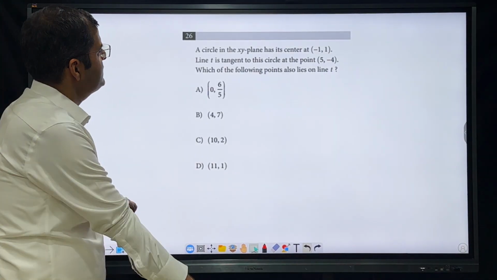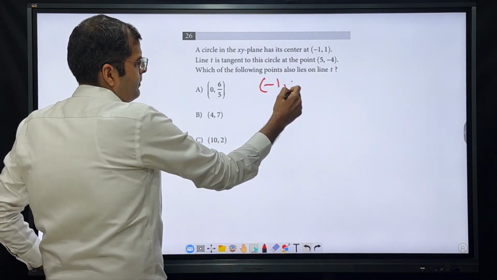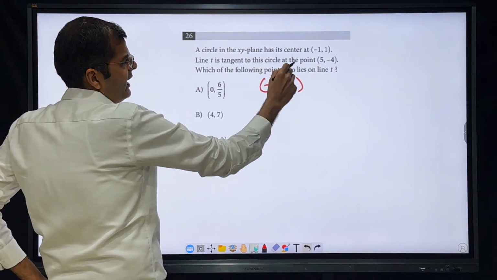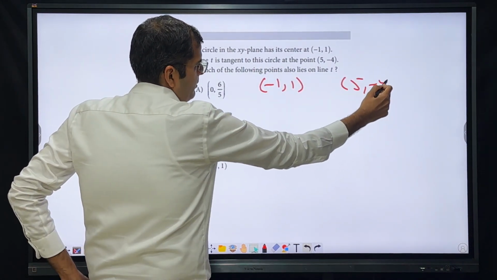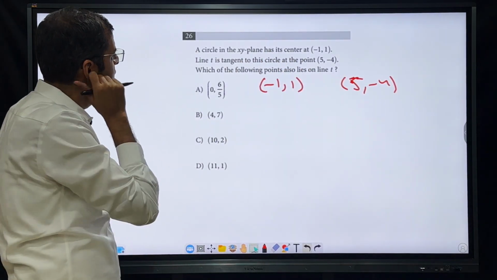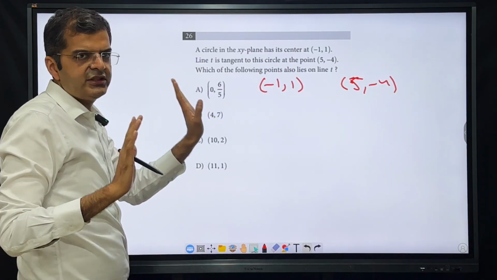Now this question says a circle in the xy plane has center at -1, 1 and line t tangent to the circle at point 5, -4. 5, -4 is also on the circle, but at this point it's the point of tangency. Which of the following points also lies on line t, which is tangent?